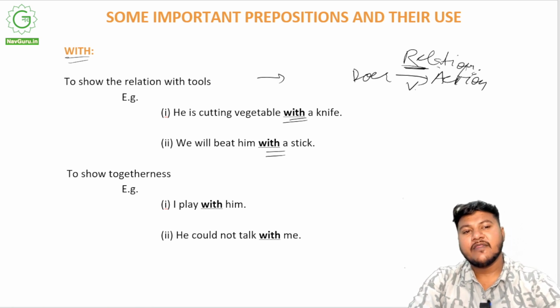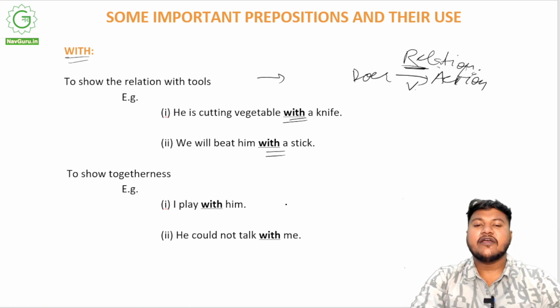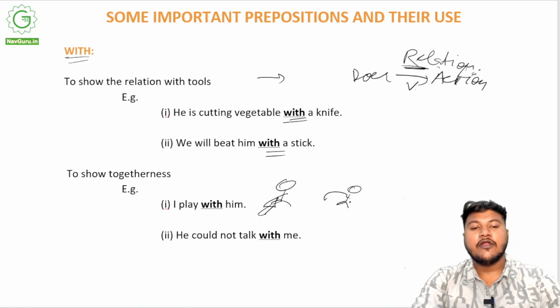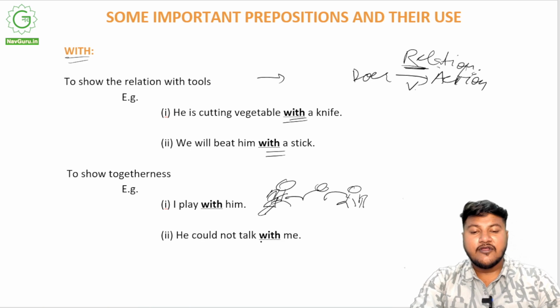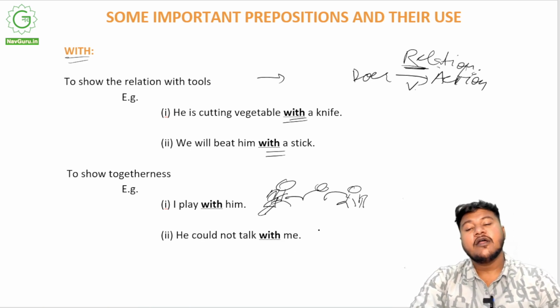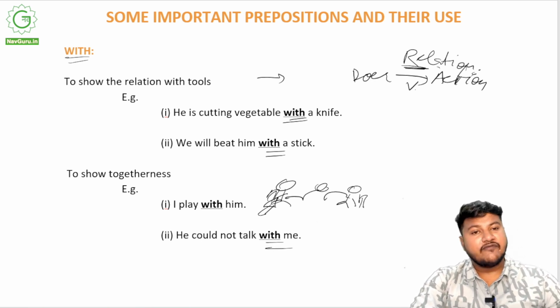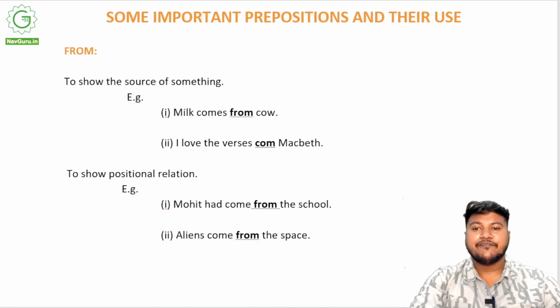All right. Next, to show togetherness, I play with him. This boy is holding a bat. This boy is bowling to him, right? So they are playing together, and he will say that I play with him. All right. Similarly, he could not talk with me. They were not on talking terms, or he missed talking to him, or he just left before he could start the conversation, so he could not talk with him. From a conversation point of view, this will be used.